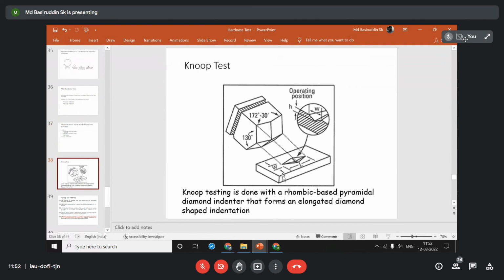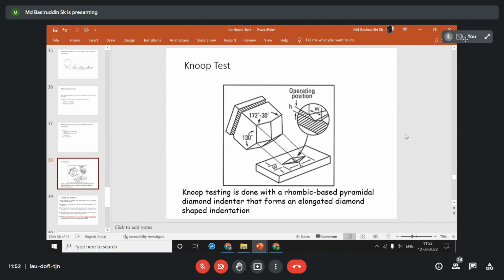But here in Knoop hardness testing, the indenter they are using has a different geometry. Here you can see that in the case of Vickers testing, we are using a square base diamond pyramid, where the base is square, and the pyramid has 4 different sides. Here also you can find 4 different sides, but the diagonal length is different, because in this case we create a penny shape indentation where D1 versus D2 is nearly 7:1. This particular ratio is maintained.